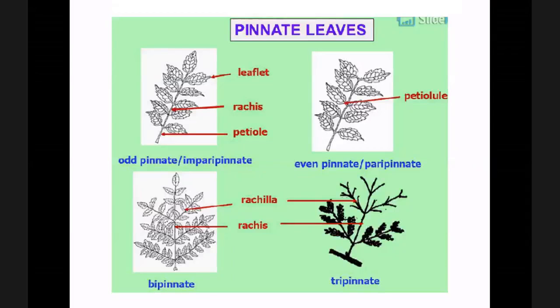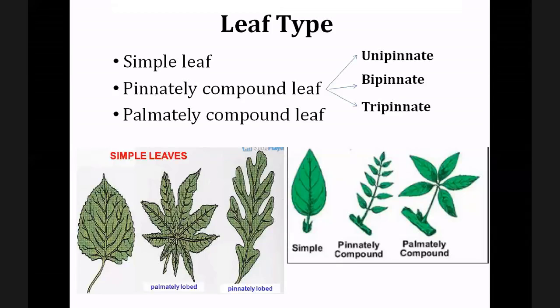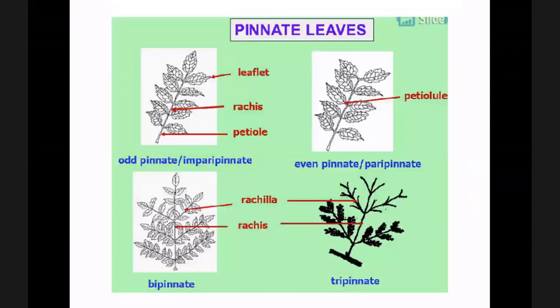The example for imparipinnate is the neem leaf. Only the leaflets are arranged on the rachis. The bipinnate example is the mimosa plant. When we touch that plant, it closes its leaves. For tripinnate, moringa leaves are the example.